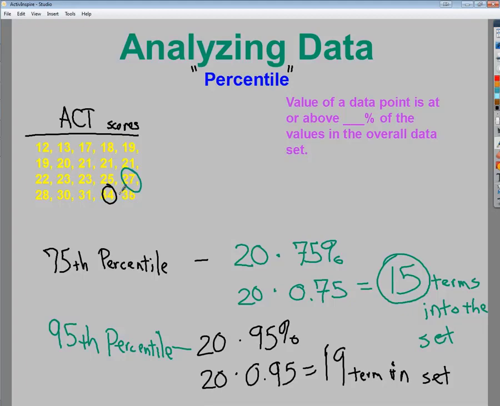That's all percentile means. It's not overly complicated, but occasionally you'll get a question about this, and this is the way to find it.